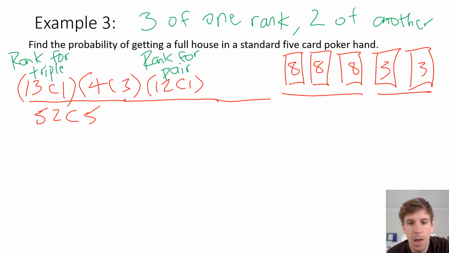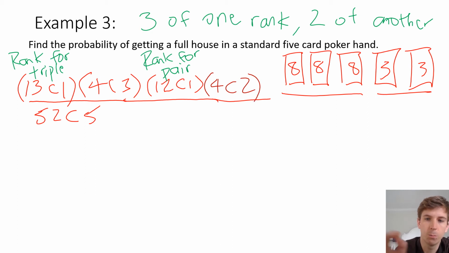All right, and then we know there's going to be 4 total cards. We want to choose 2 of them because we want the pair. So there we go. All right, so it's the rank for the triple, choosing the 3 cards, the rank for the pair, choosing the pair, divided by the total number of 5 card hands.